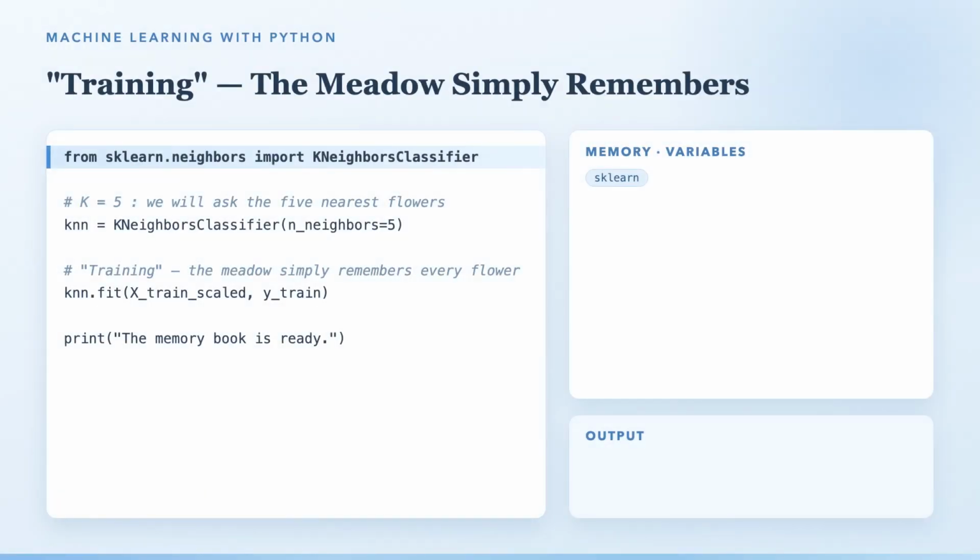Now, the training. Take a breath, because this will be over faster than you expect. In every episode so far, fit meant work, a ribbon slowly settling, coefficients nudged thousands of times, trees growing branch by branch. Watch what KNN does instead. Fit, and that's it. The meadow simply remembers. Every flower, every measurement, pressed into a memory book. No equation was solved. No boundary was drawn. Nothing was built at all.